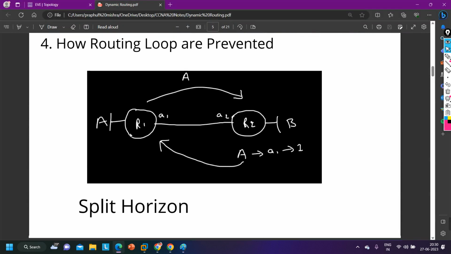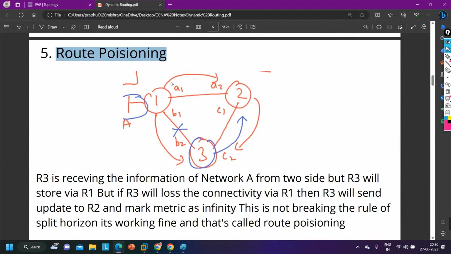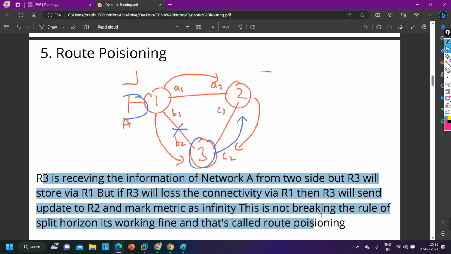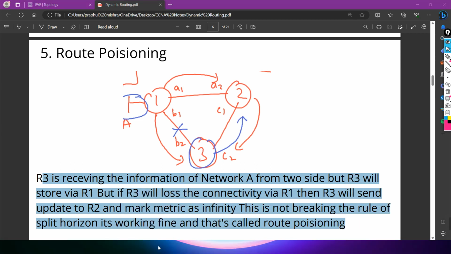Here I have already mentioned everything about split horizon and route poisoning. Like you can see in the topology, R3 is receiving the information of network A. A network is running on router number 1 and comes from two sides, but router 3 will store the route via router number 1 definitely because it has received the lower metric. But if R3 loses the connectivity via R1, then R3 will send an update to R2 and mark the metric as infinity. This is not breaking the rule of split horizon. It's working fine and that's called route poisoning. Is it clear now?